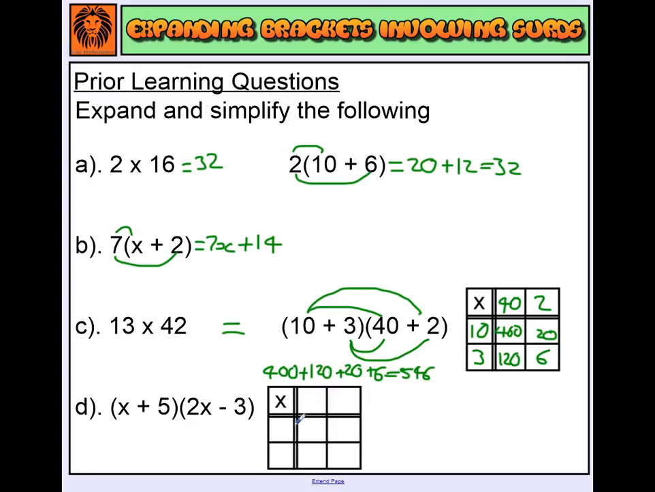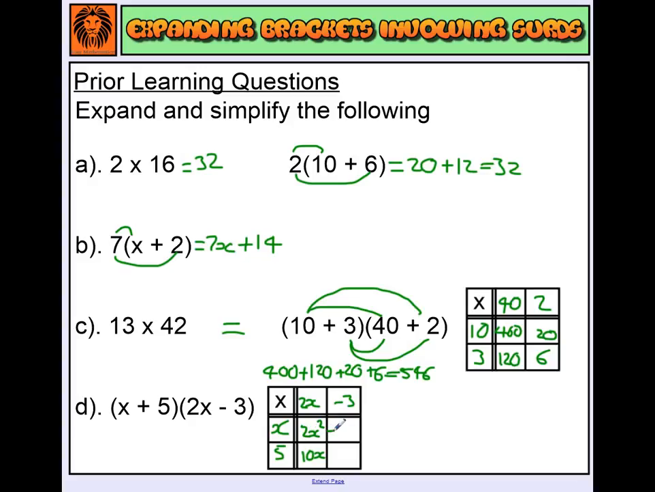So now with question D, we can see that we've got x plus 5 multiplied by 2x take away 3. So we can partition it again. So in this case, we're going to have our x and our 5, our 2x, and our negative 3. So be careful to make sure you get the negative in there as well. So we know that x times 2x is 2x squared. 5 times 2x is 10x.